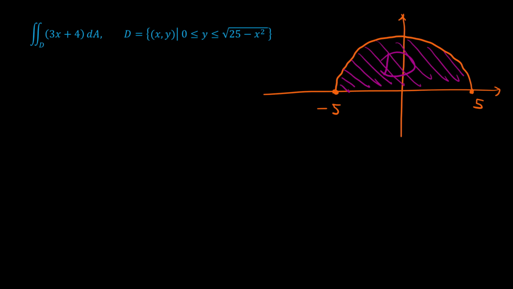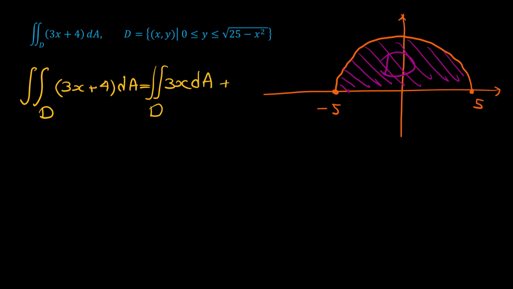Now that we have the graph of the region, we can use a symmetry property for evaluating this double integral. Let me show you how we can do this. For finding the double integral of the function 3x plus 4 dA, attention that we can write this double integral in the form of the double integral over region D of the function 3x plus the double integral of the function 4 dA over region D.